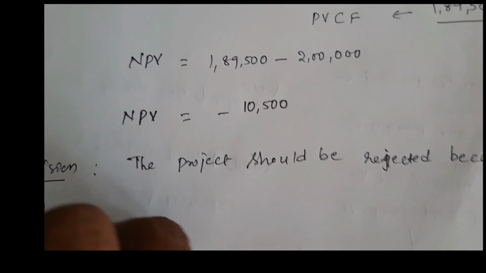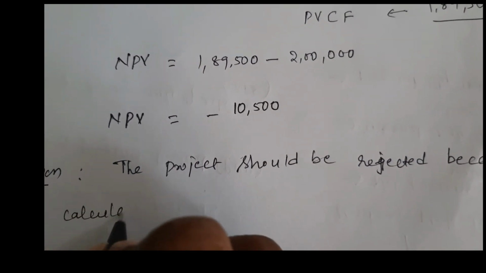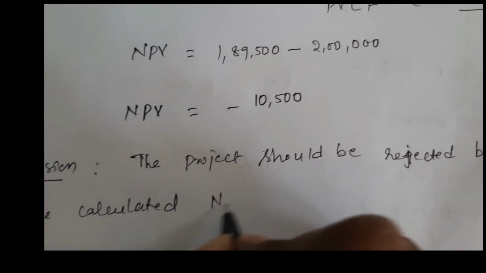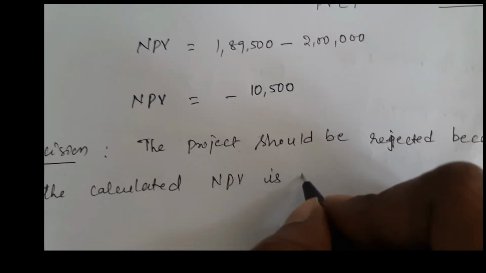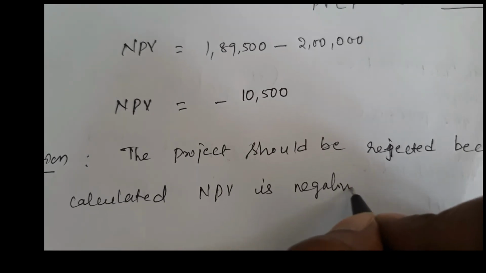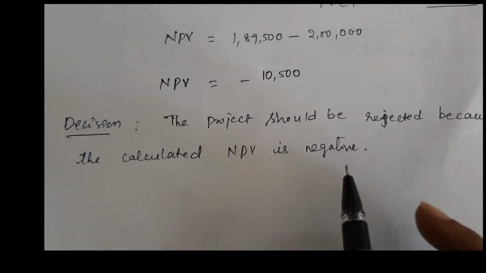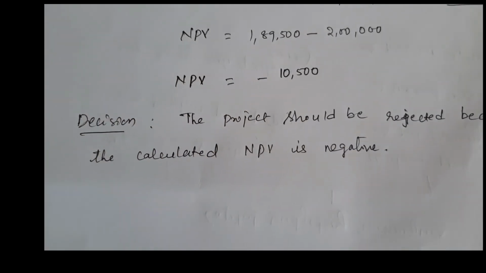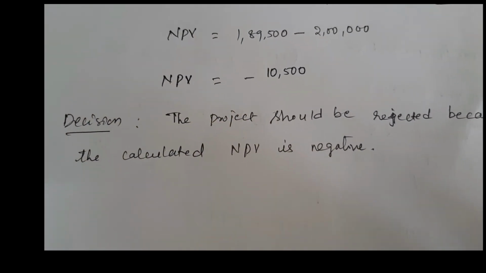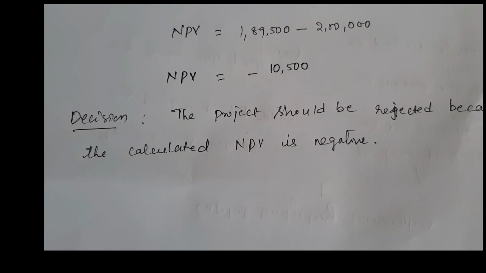because the calculated NPV is negative. So like this you have to write the decision regarding the acceptability of the project proposal. Okay, thank you.